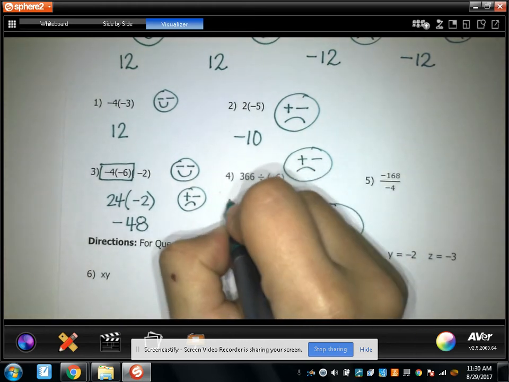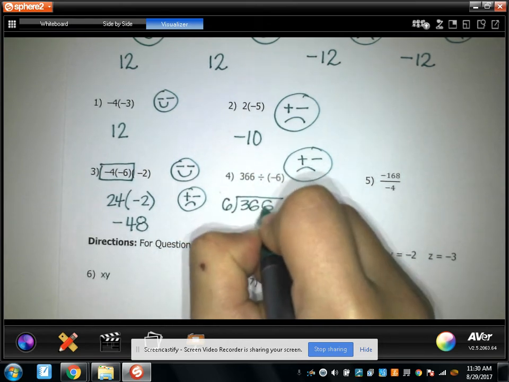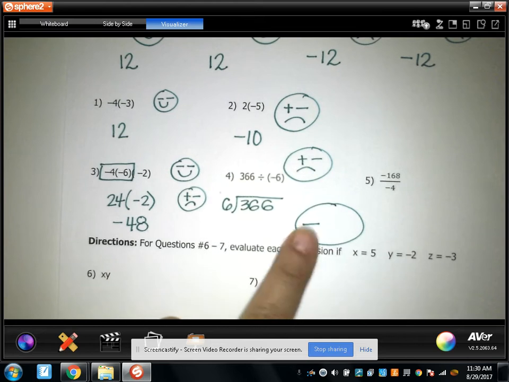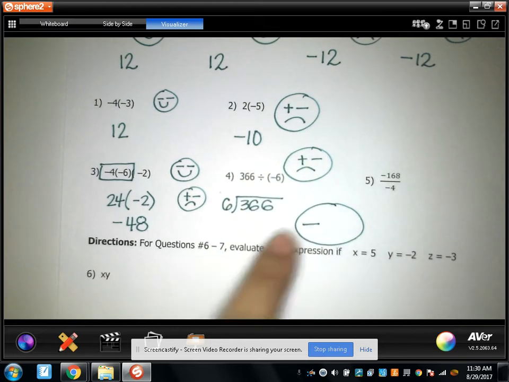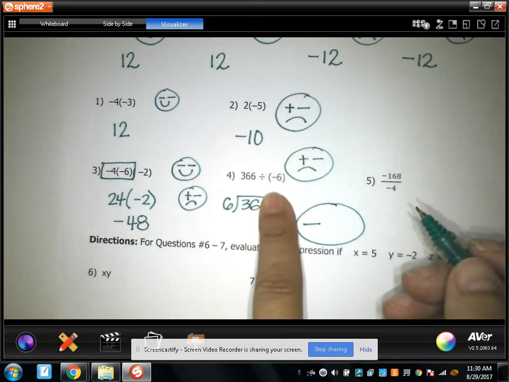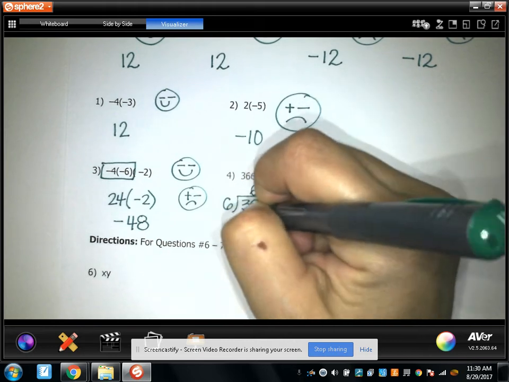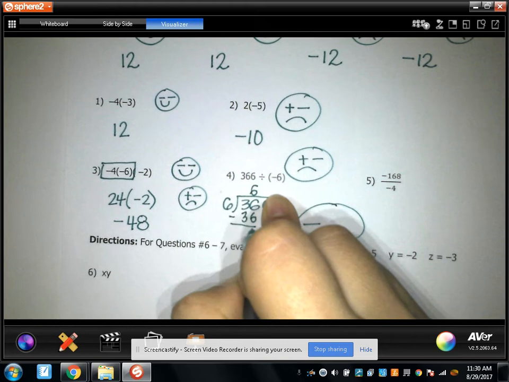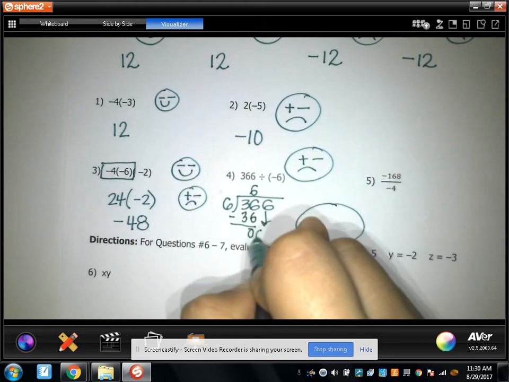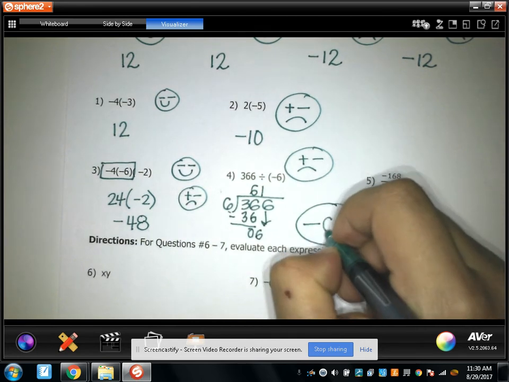So really what this is saying is how many times does 6 go into 366? And I'm not even going to bother with that negative right now because I already know that my answer is going to be a negative. 6 goes into 36 6 times because 6 times 6 is 36. Subtract, get 0, bring down the 6. 6 goes into 6 once. My answer is negative 61.